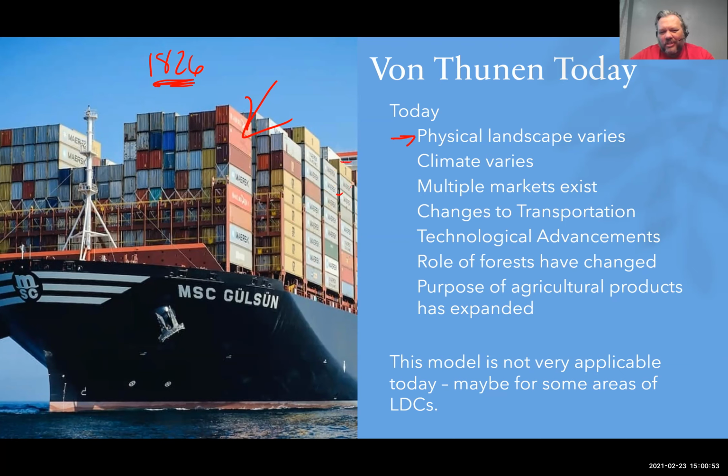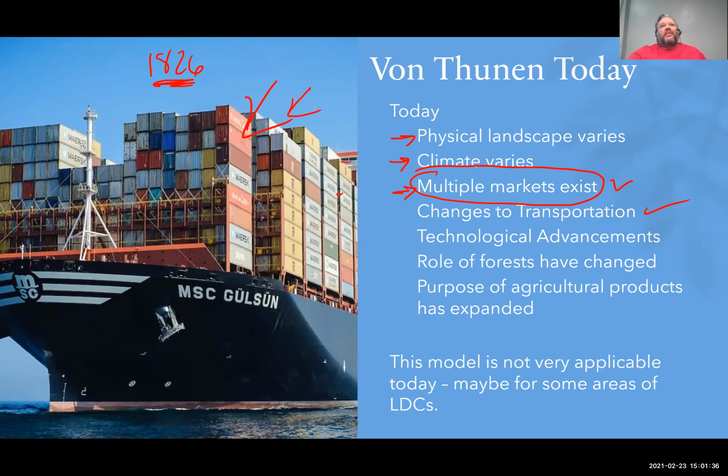Obviously, the assumption that all landscapes are the same doesn't hold. Climate does vary in different parts of the world. Multiple markets exist, and so if you're a farmer today, and remember the supply chain, if you're a corn farmer today, your product may go anywhere. It could go into a cow's belly. It could go into your car. It could go over to China. It could go to Brazil. There's a ton of different markets for agricultural products today. And again, we're talking about commercial agriculture, right? So that assumption that he had, that there was a single market, that's not true anymore.